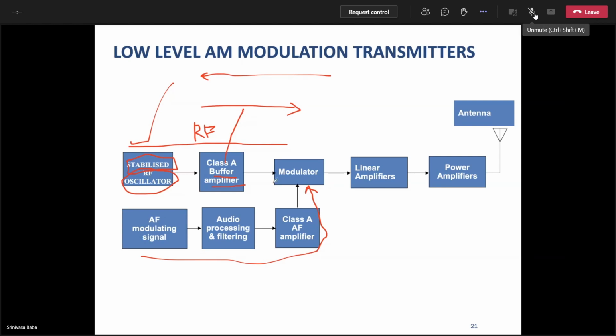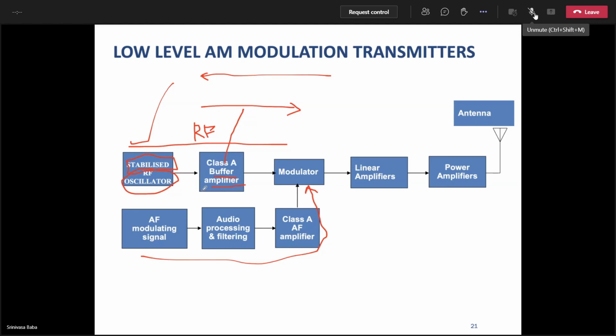Okay. So in the return direction, if there is any signal coming in the opposite direction, that signal should not reach the oscillator. If this return signal reaches the oscillator, it spoils the oscillations. Then you may not be able to produce stable oscillations. So in order to protect your oscillator, we need a buffer amplifier.